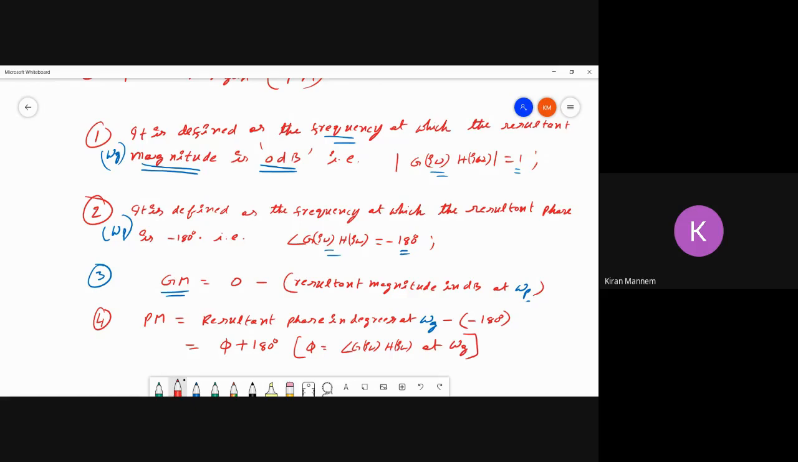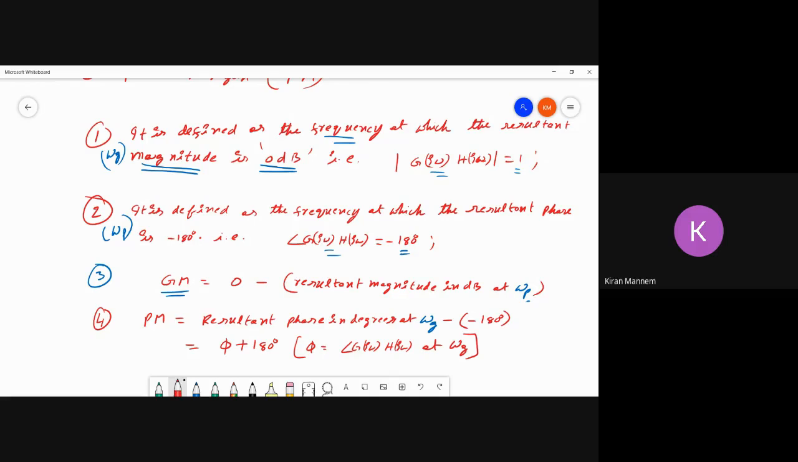Okay. So these are the basic definitions used in the Bode plot. Generally, you might be asked these questions: the gain crossover frequency, phase crossover frequency, gain margin, phase margin, right?